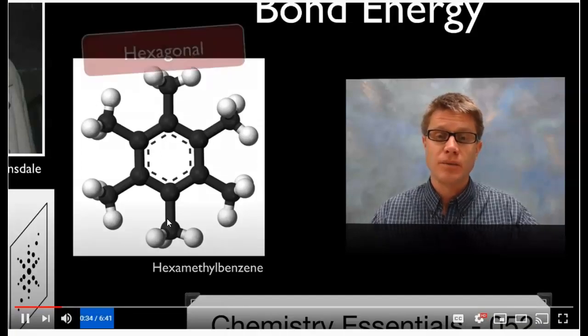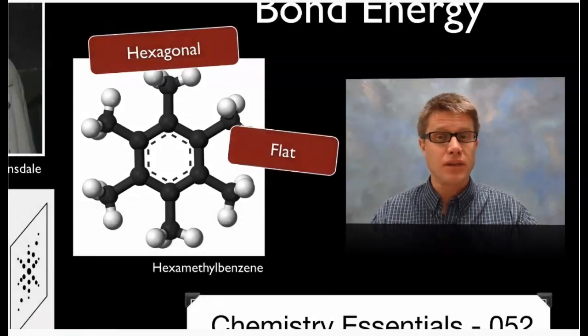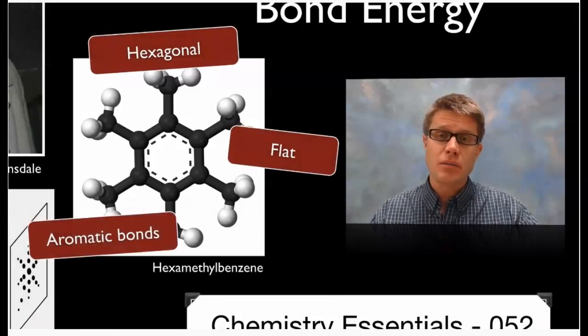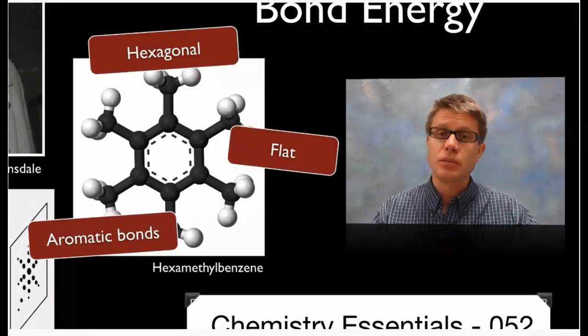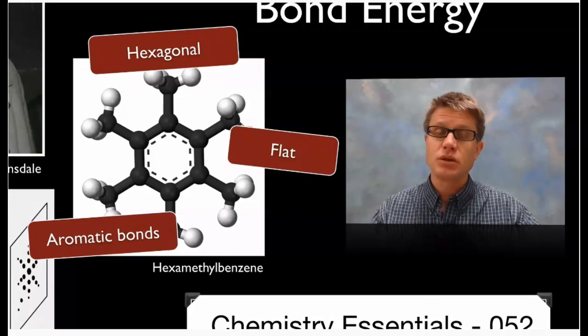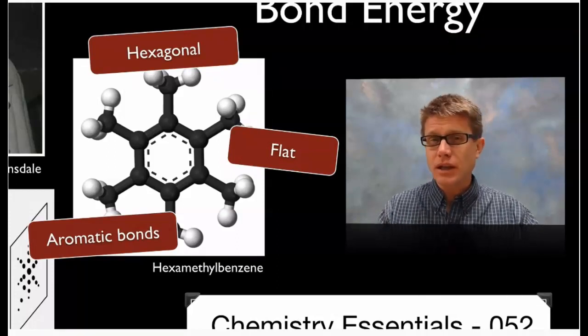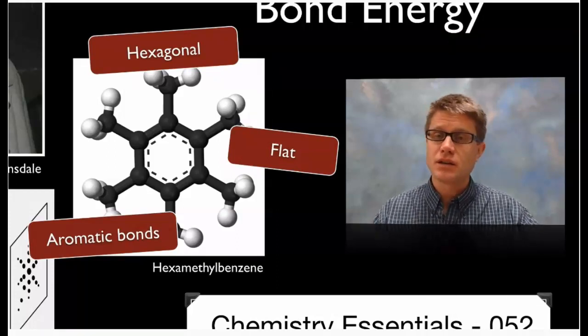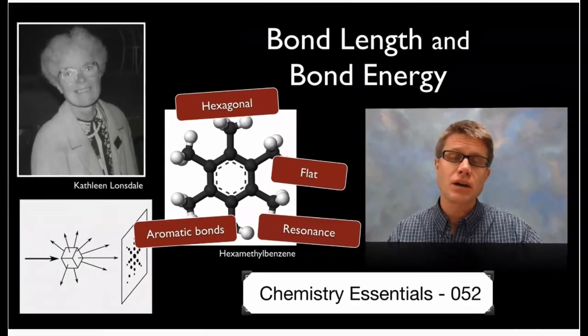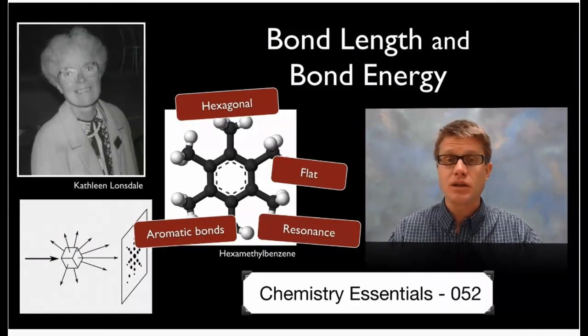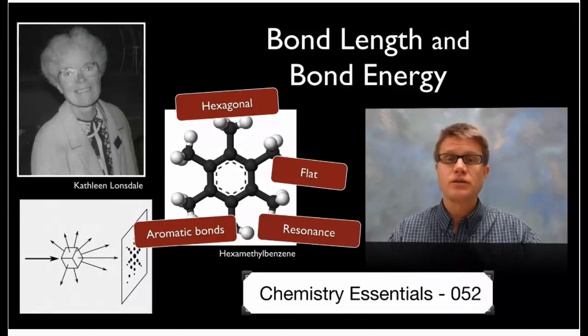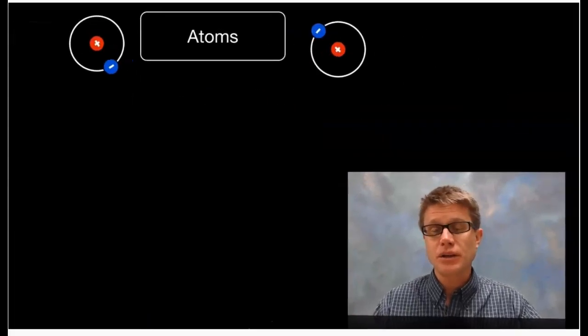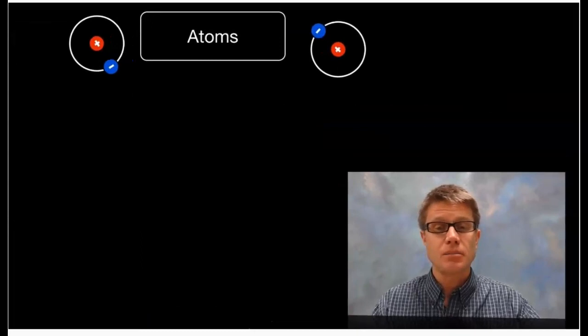She was able to determine that it was a hexagon, that it was flat, and she even measured the aromatic bonds. In other words, the single-double, single-double, single-double bonds between the carbons. And by measuring the length of that, that eventually led to this whole idea of resonance. So not only was she an amazing chemist, but she broke down a lot of walls. She was one of the first 2 female fellows elected to the Royal Society, first tenured professor. She was an amazing scientist, but she really got us down this road of bond length and bond energy.